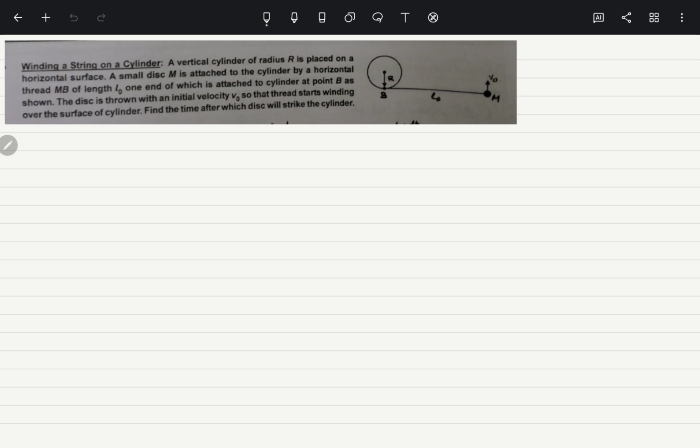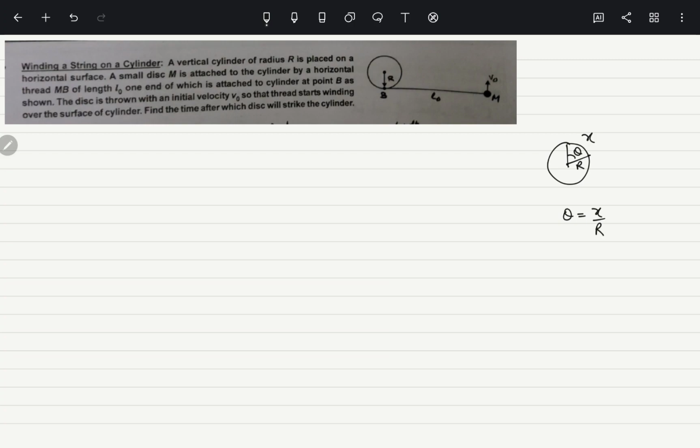Okay, so here the thread is winding over the surface of the cylinder, right? So here we know one thing: the length of the arc is h, this angle is theta, and this radius is r. So we can write basically theta equal to h upon r, right? h is the length of the arc.